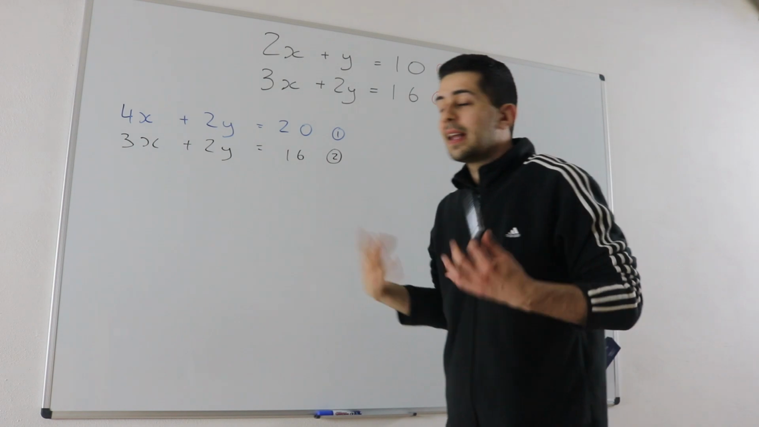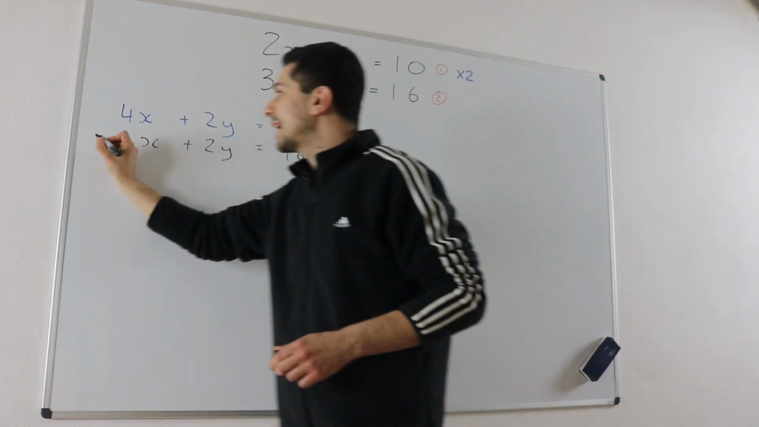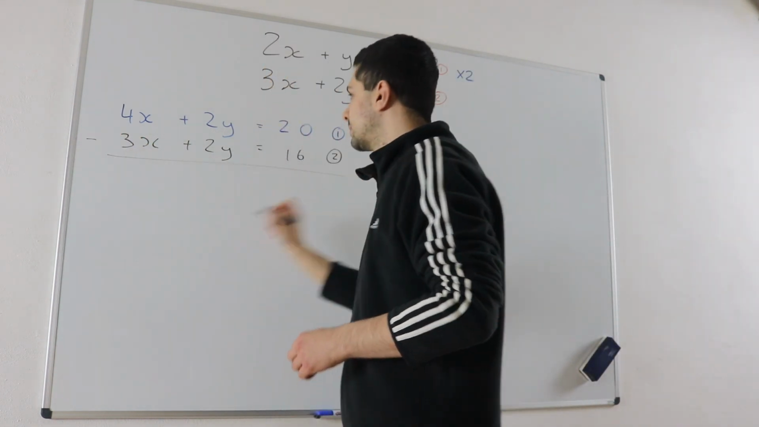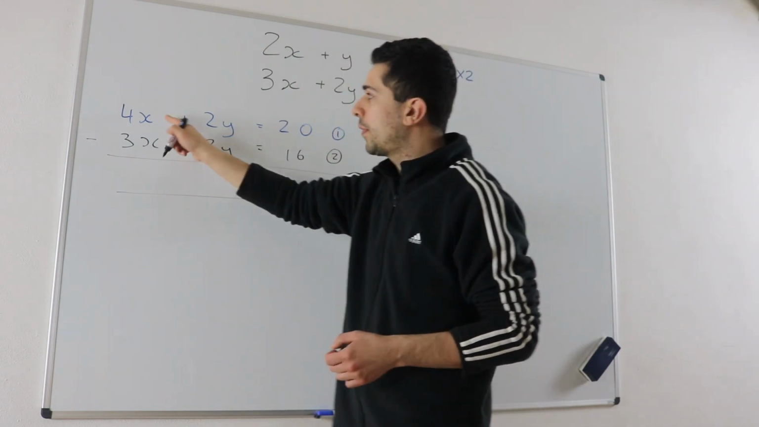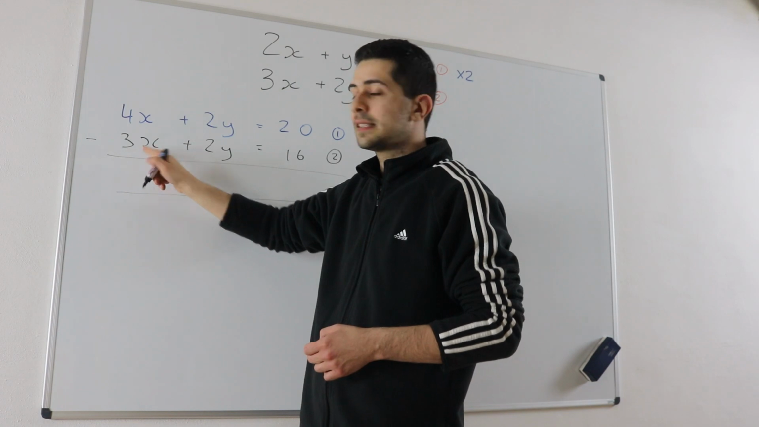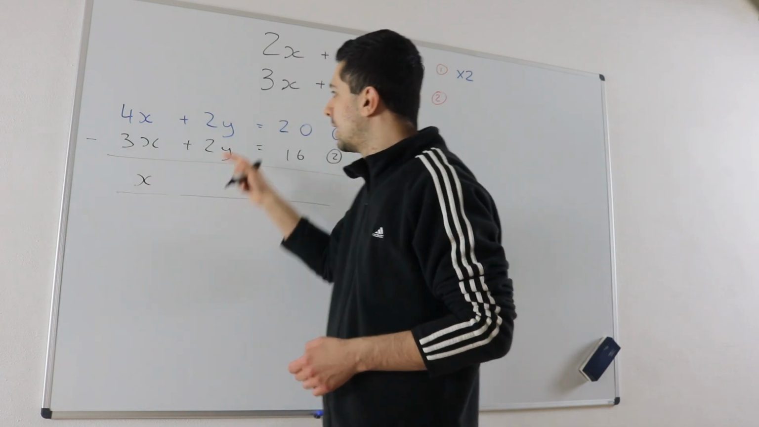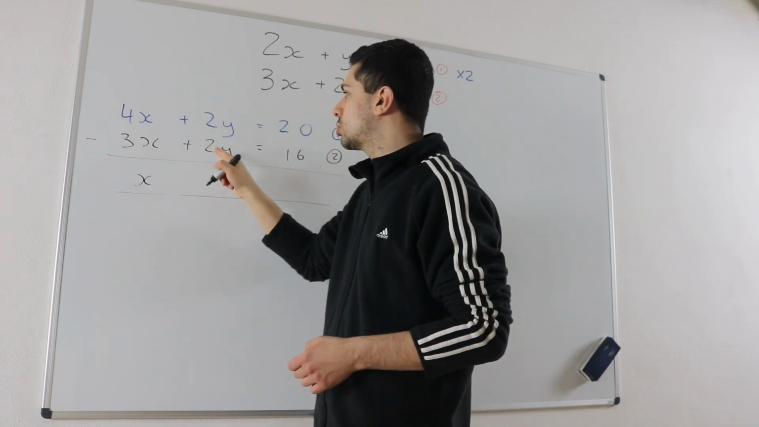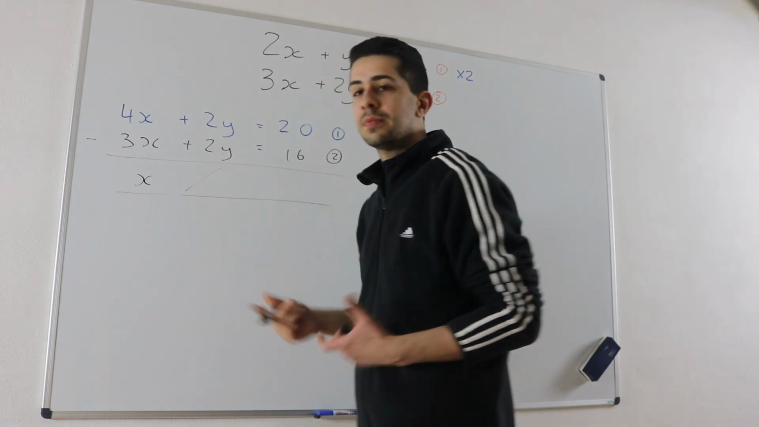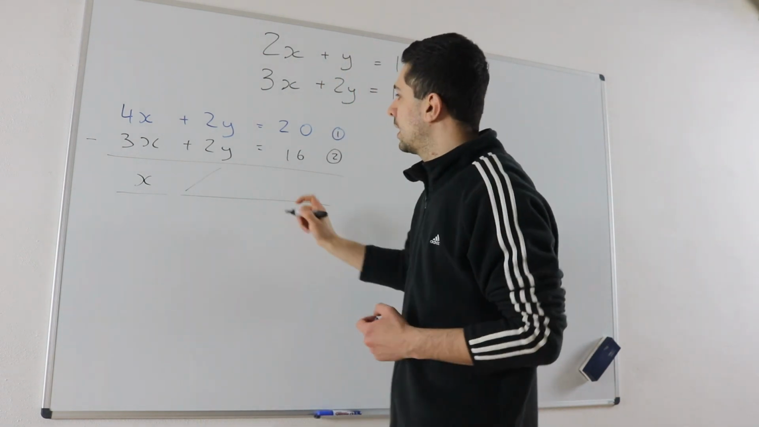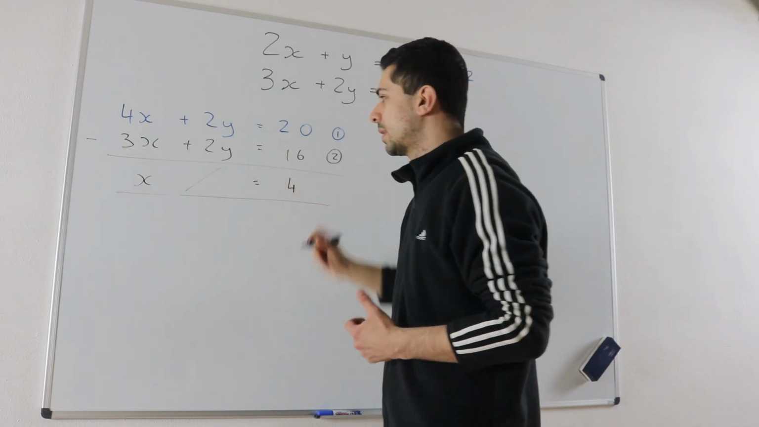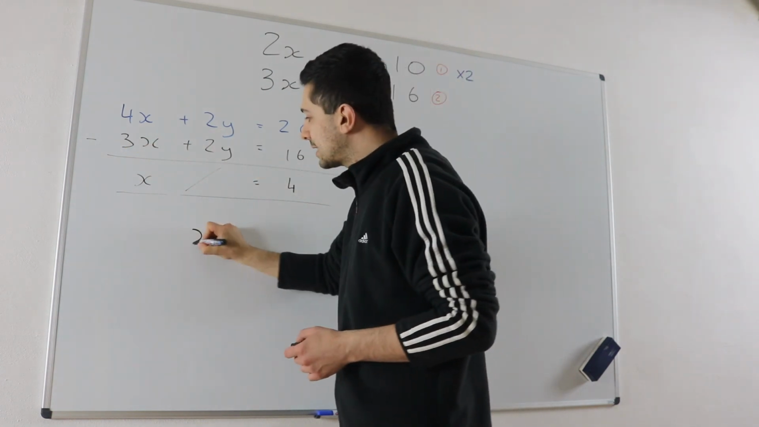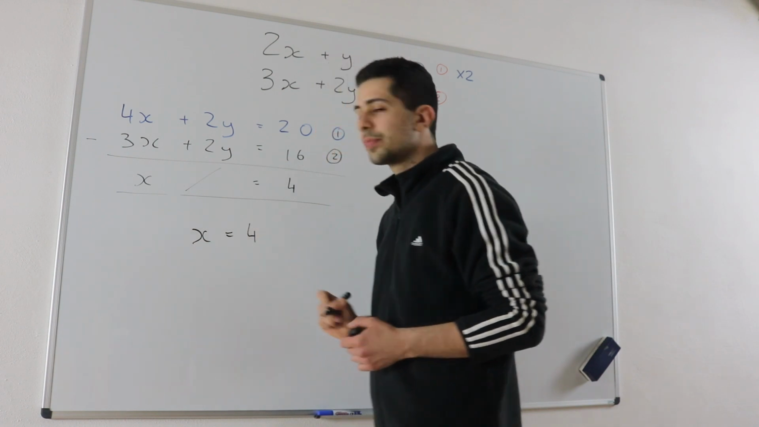Once I have that, I can simply subtract the 2 equations. And look what's going to happen. So 4x minus 3x is x. 2y minus 2y is 0. So they cancel each other out. Equals 20 minus 16 is 4. So like that, we found x, which is 4.